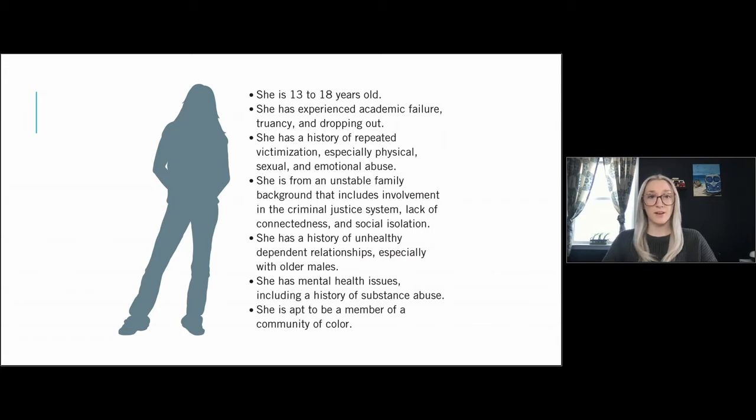The family is not connected, and the female may feel social isolation. She also has a history of unhealthy dependent relationships with older males, which can lead to issues with becoming a child prostitute, which you'll watch a video on this week. And she has mental health issues, including a history of substance abuse. And then, unfortunately, they found that female delinquent offenders are more apt to be members of the communities of color, so your minority groups.